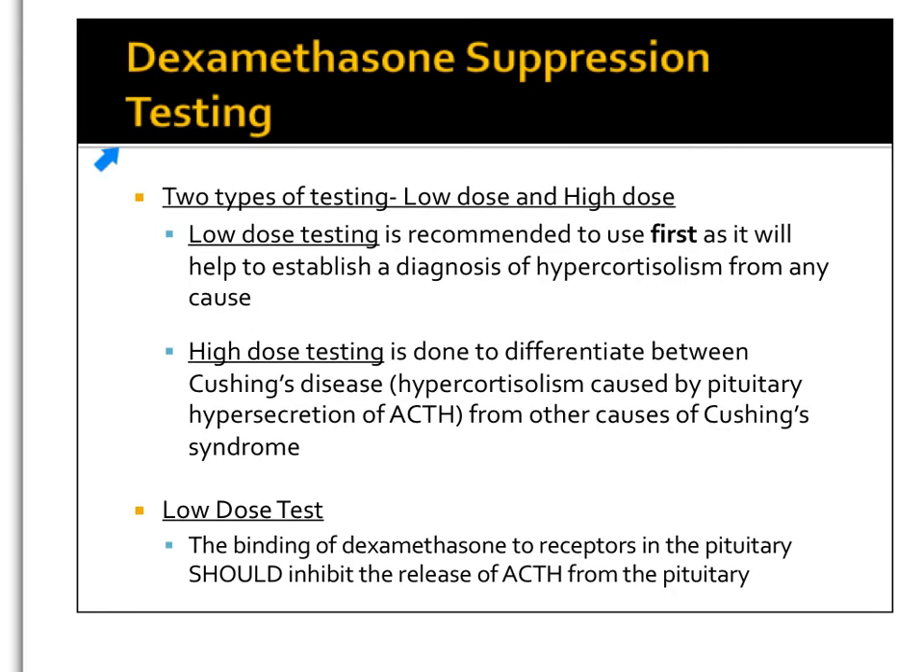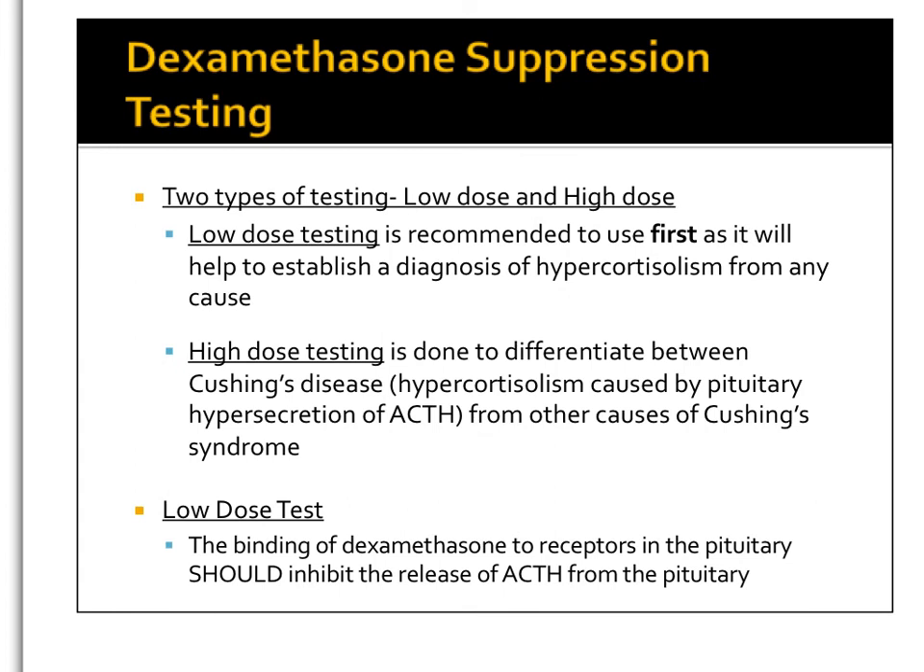All right, dexamethasone suppression testing. Now there are 2 types of tests. There's the low dose and there's the high dose. These 2 tests are going to be used to differentiate between Cushing syndrome and Cushing's disease. The low dose test is going to be done first, as this will help us establish the diagnosis of hypercortisolism from basically any other cause. The high-dose test is done specifically to differentiate between Cushing's disease and Cushing's syndrome.